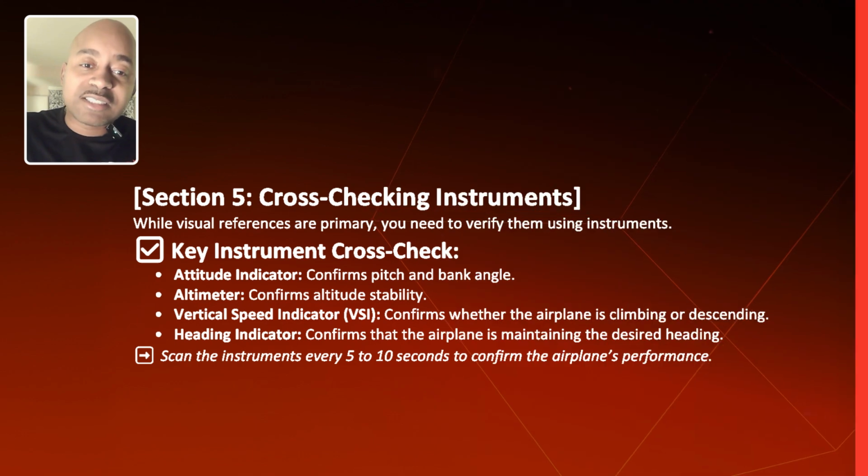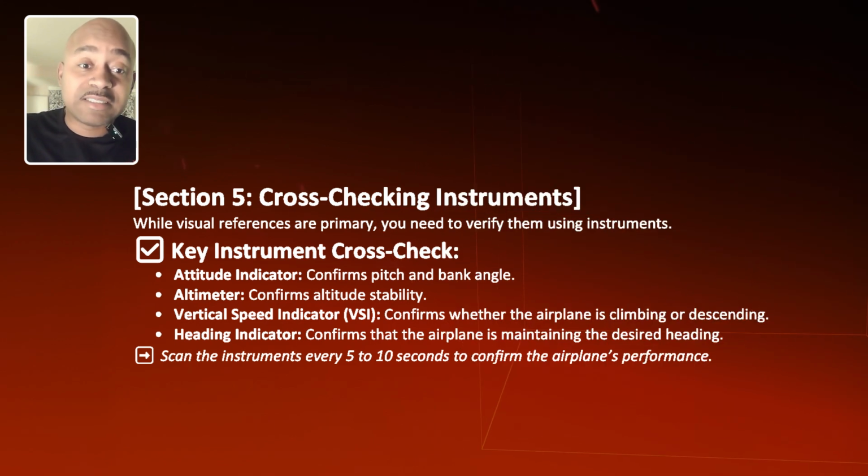You want to make sure you cross-check your instruments. That's this section: attitude cross-checks. You want to confirm your pitch, your bank, and your altimeter to confirm that you are stable and in straight and level flight.